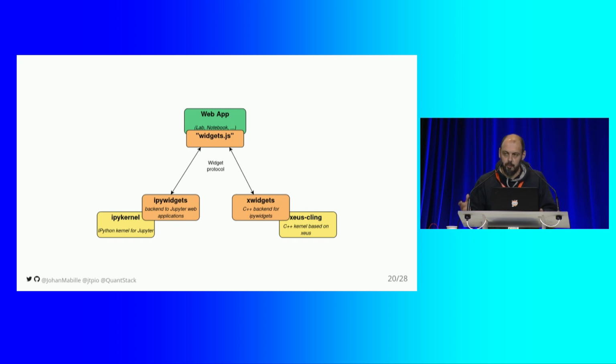So we have two parts. The first part is the model, which lives on the kernel side. And it's synchronized over a protocol built on top of the kernel protocol, the widget protocol. It's synchronized with a JavaScript, TypeScript library living in the browser. We can share this TypeScript front-end implementation with many different backend implementations. So for instance, XWidgets is a C++ backend reusing exactly the same JavaScript and TypeScript components of IPyWidgets. And it allows you to have the same widgets in the C++ kernels.